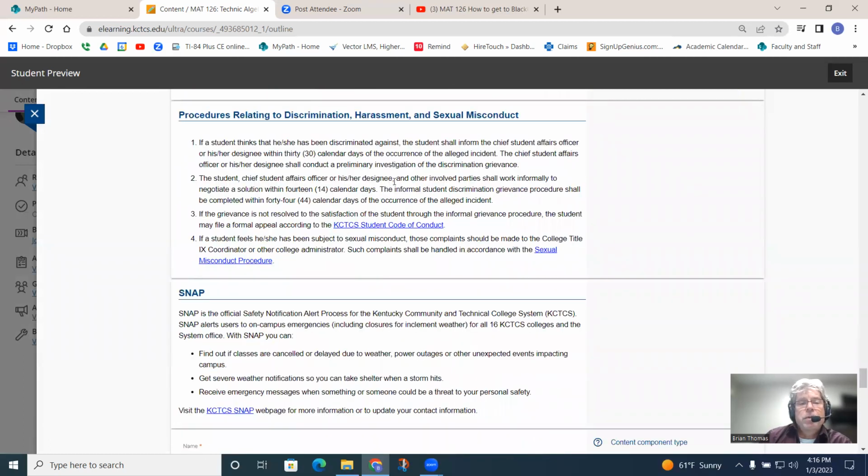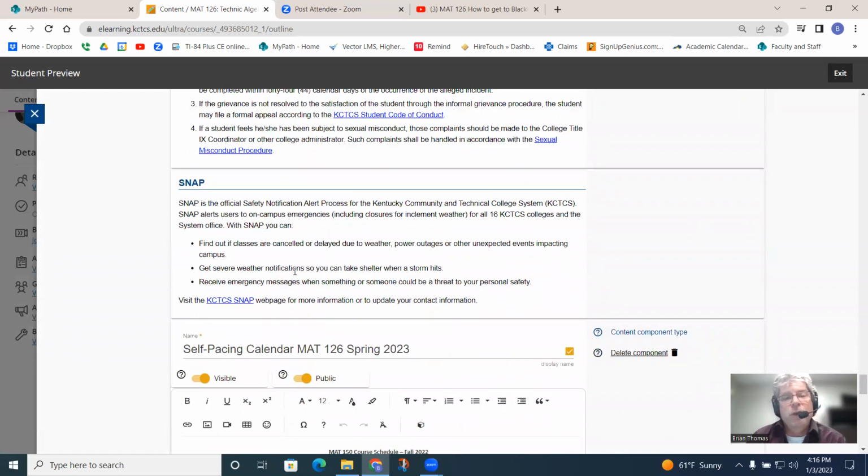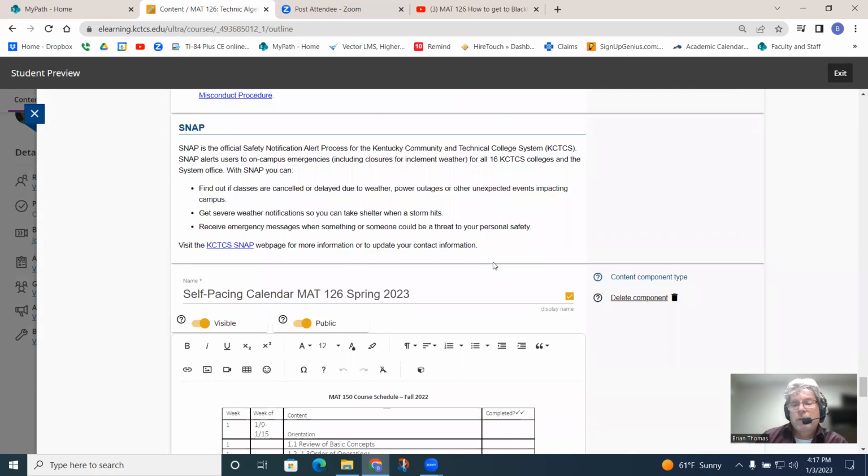We do have discrimination policies, so these are things to read. SNAP: since it is the wintertime, the SNAP program will send out alerts to tell you about inclement weather and things like that. Or if we have some type of issues on campus, these SNAP alerts will tell you what to be aware of.